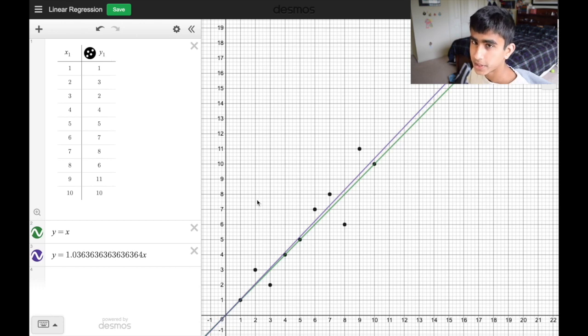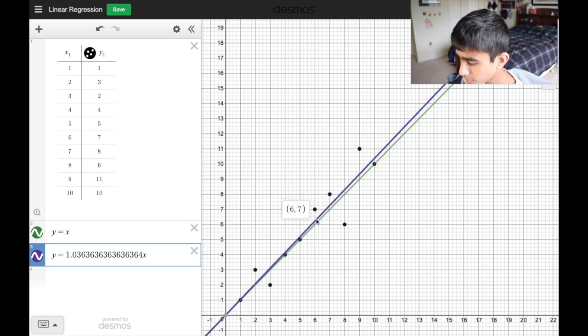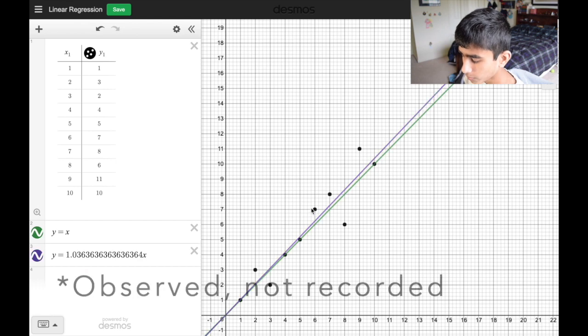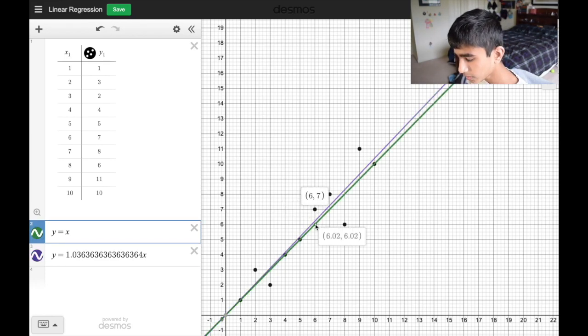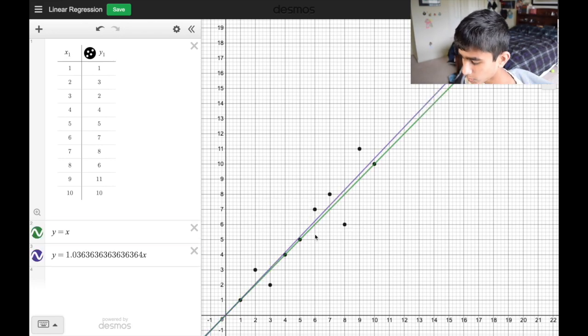And what do I mean by the sum of the squared residuals? That probably sounds pretty intimidating. It basically just means, so a residual is the difference between the predicted and recorded values. So the predicted value would, in this case, be 6.218, and the recorded value is 7. Here, the predicted is 6, and the recorded is 7. So clearly, there's less of a difference between the purple line and the green line between these points.